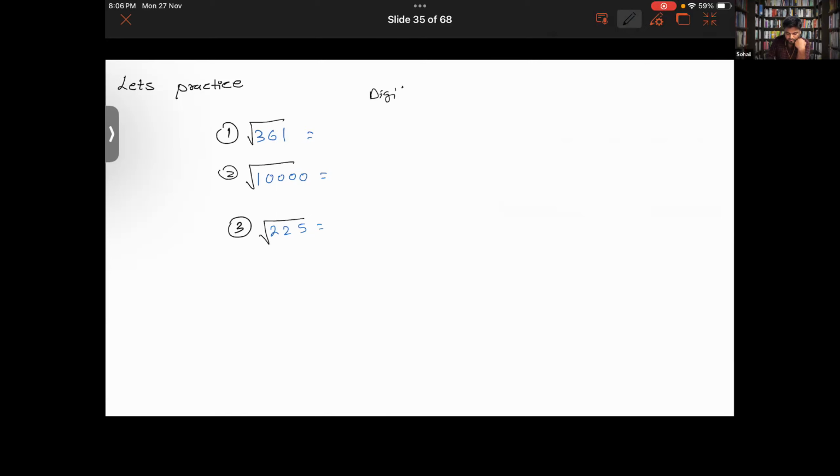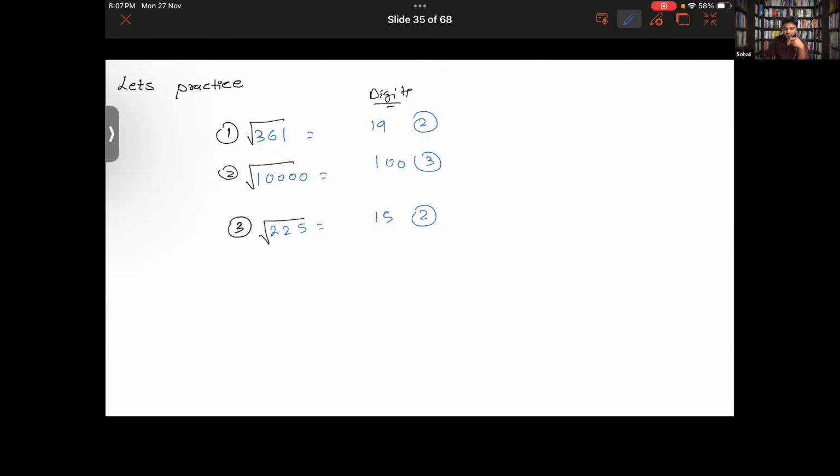First one will be 2. There will be 2. Good. That is 19, so it's 2. Second one will be 3. Good. And third one will be 2. Very good. There are 2 digits here, right?